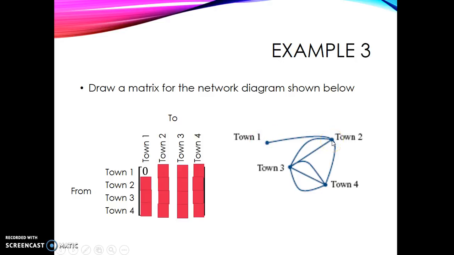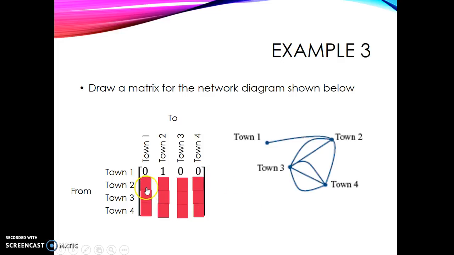This could be a road, it could be a gas pipeline or electricity supply, it could be a data connection. But nevertheless, town 1 is connected to town 2 by that one road. Town 1 to town 3. Town 1 is not connected at all to town 3. You could go via another way, but there is no direct connection. Town 1 to town 4, there are lots of connections, a series of connections, that would make this possible, but there is no direct connection from town 1 to town 4.